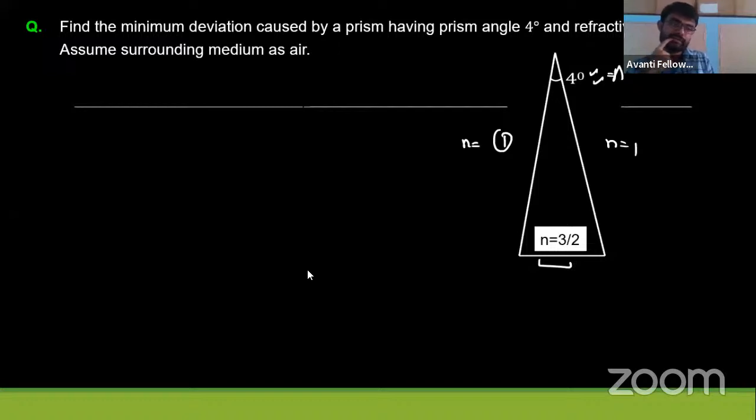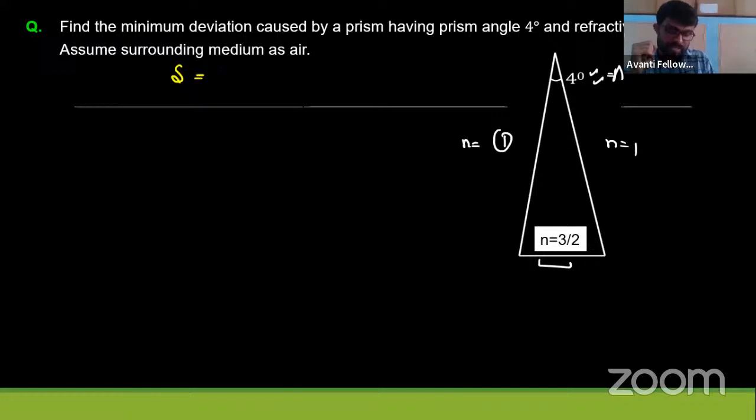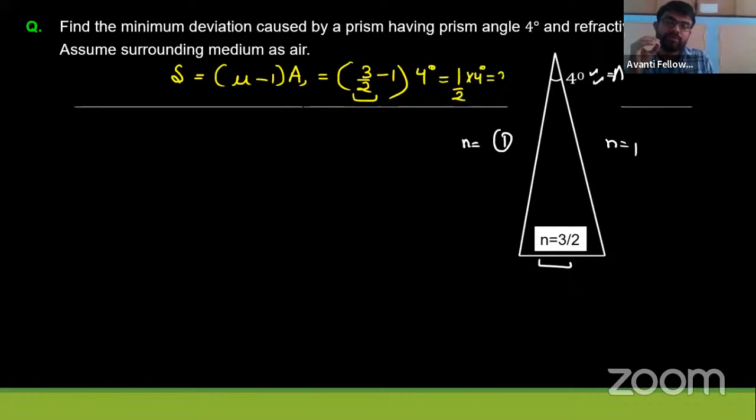Okay, you got the right answer. What about Dipti, Monarni? What about you? See, from this we get the angle of deviation as mu minus 1 times the angle of prism. Mu is 3 by 2, minus 1. The angle of prism is 4 degree. So 3 by 2 minus 1 is half, multiplied by 4 degree gives you 2 degree as the answer. And this is known as the angle of, sorry, angle of minimum deviation.